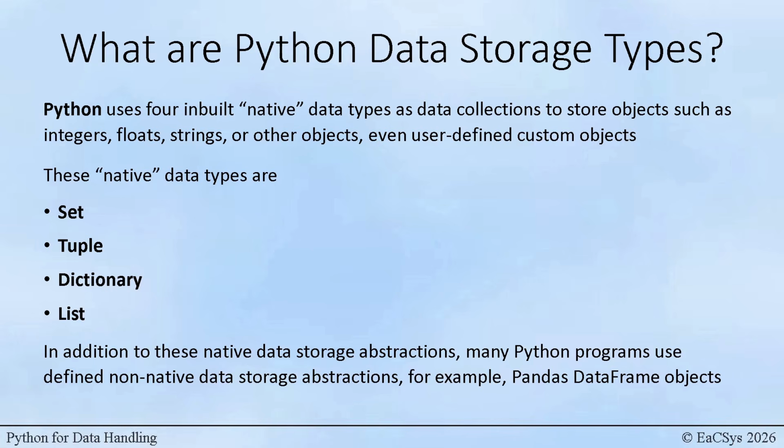So, the Python data storage data types you will learn in this part of the video course are the Python set, the Python tuple, the Python dictionary, and the Python list. In addition to these native data storage types or abstractions, many Python programs and libraries use non-native data storage abstractions. For example, in video courses about data handling, the Pandas library is often used, and it uses Pandas data frames, objects similar to Excel spreadsheets on steroids, to store and handle data supported by Python programming, and most commonly Python dictionaries and lists.